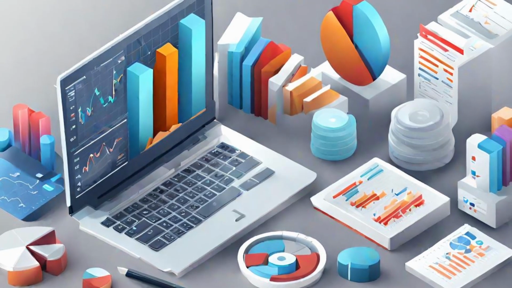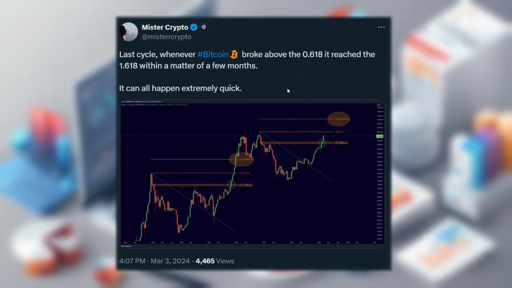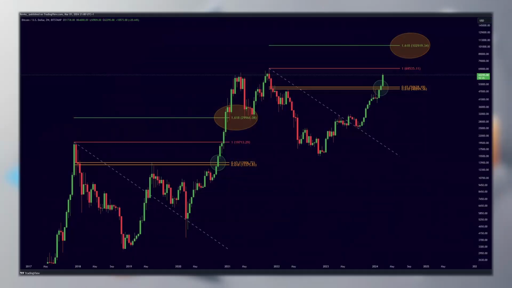The next one we go for. Last cycle, whenever Bitcoin broke above the 0.618, it reached the 161.8 within the matter of a few months. It can all happen extremely quick. Just get prepared for it.